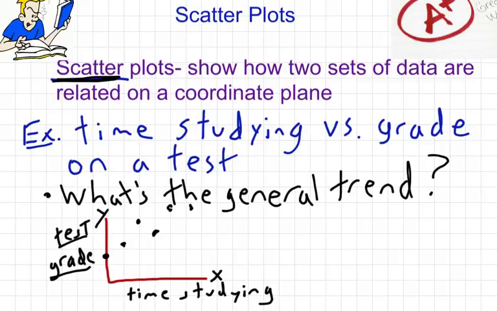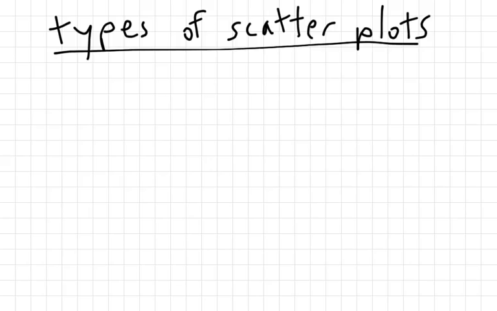But wouldn't you agree, the more you study, if that goes up, the higher grade you get. Or the less you study, the lower the grade you get, excuse me. So as one thing goes up, the other goes up. As one goes down, the other goes down. So they're directly related. And that leads us into our next note. There are three types of scatter plots. And actually there's a little more, but there are three basic types.